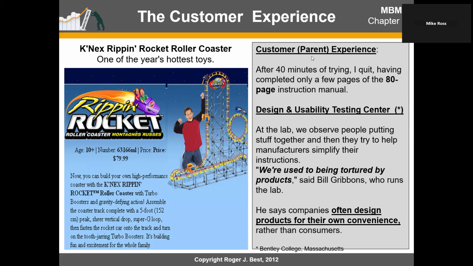Let's look over here on the right. This is a parent's subjective experience: after 40 minutes of trying, I quit having completed only a few pages of the 80-page instruction manual. So right out of the gate, a parent might determine this is terrible. I spent $80. I can't figure out how to put this thing together. I don't really want to read an 80-page manual. So, not really appreciating the value of this roller coaster here.